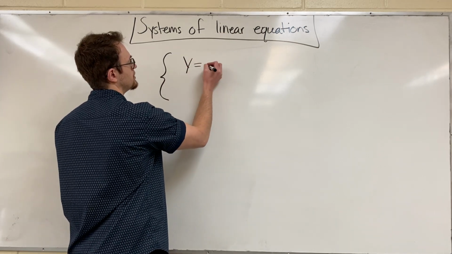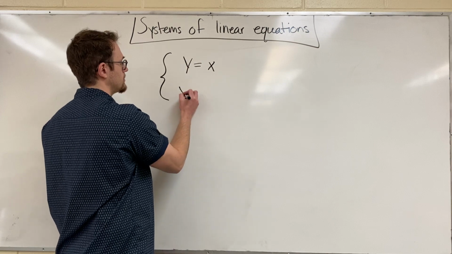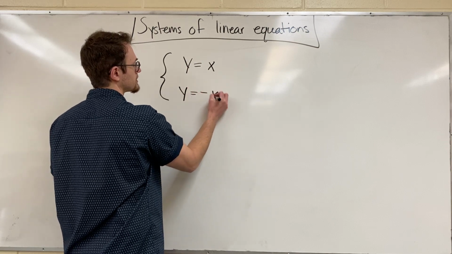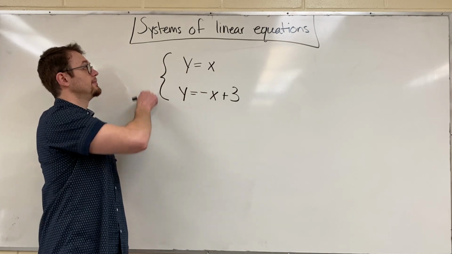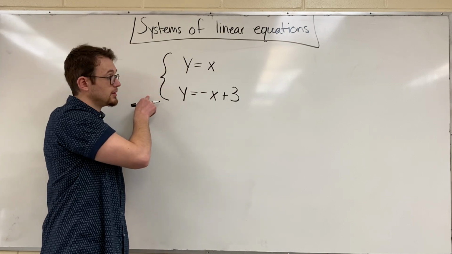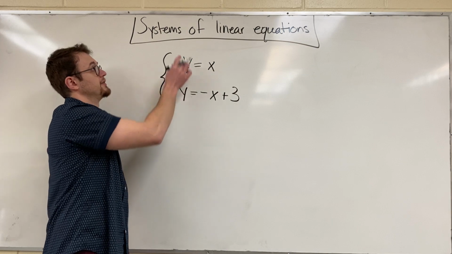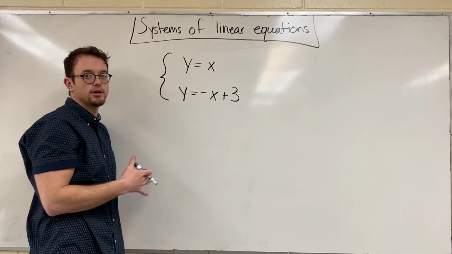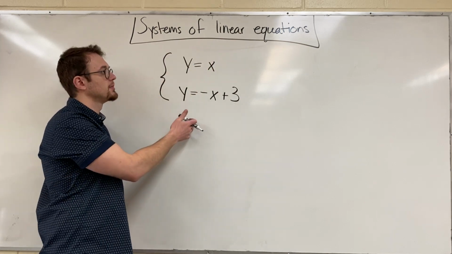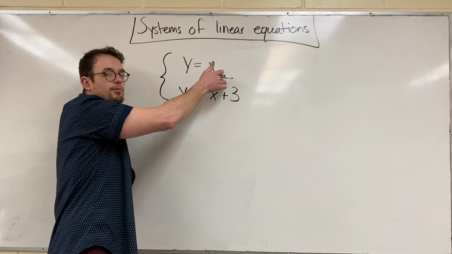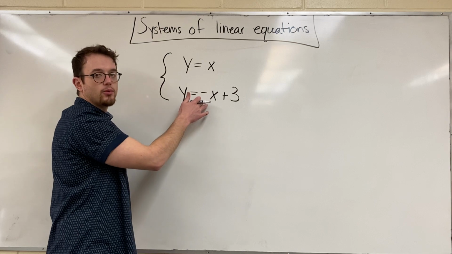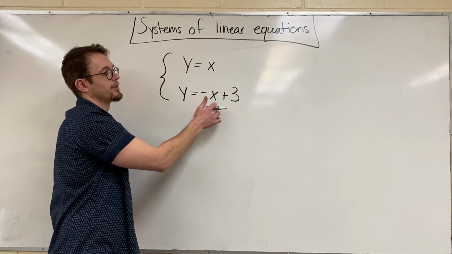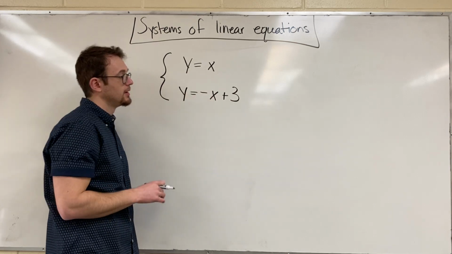So one of them, I'll do y equals x. And the other one, let's do y equals negative x plus 3. So this is a system of two equations, and they're two linear equations. These are your lines, the ones that have your slope. So this is up 1 over 1, up 1 over 1, up 1 over 1, with a y-intercept of 0. This is down 1 over 1, down 1 over 1, down 1 over 1, with a y-intercept of 3.